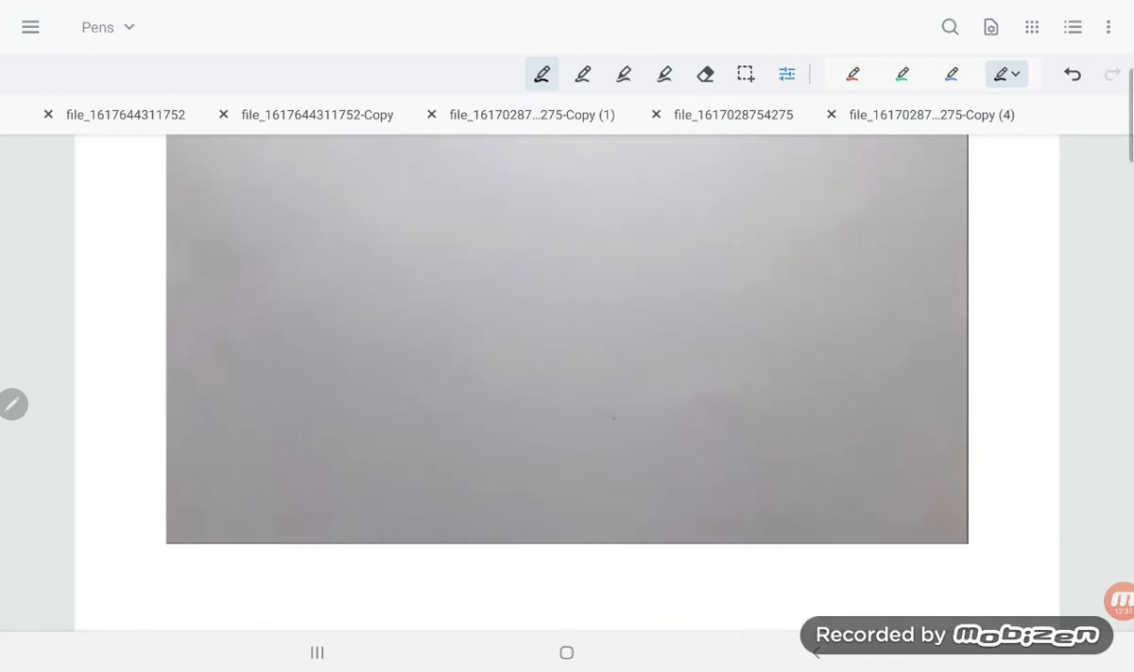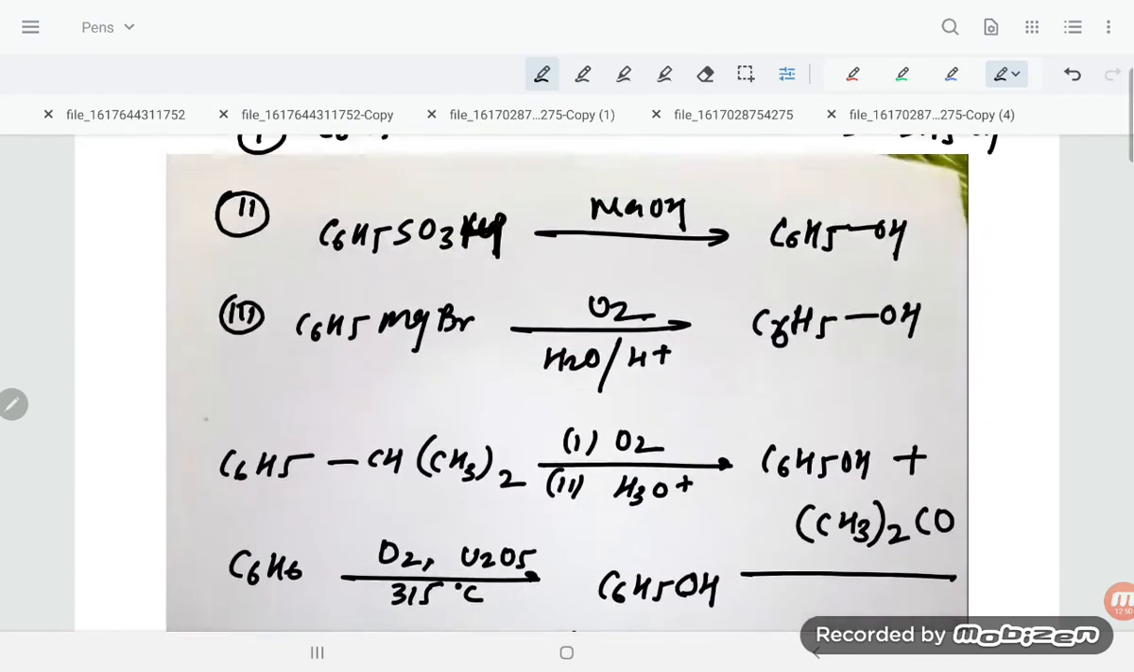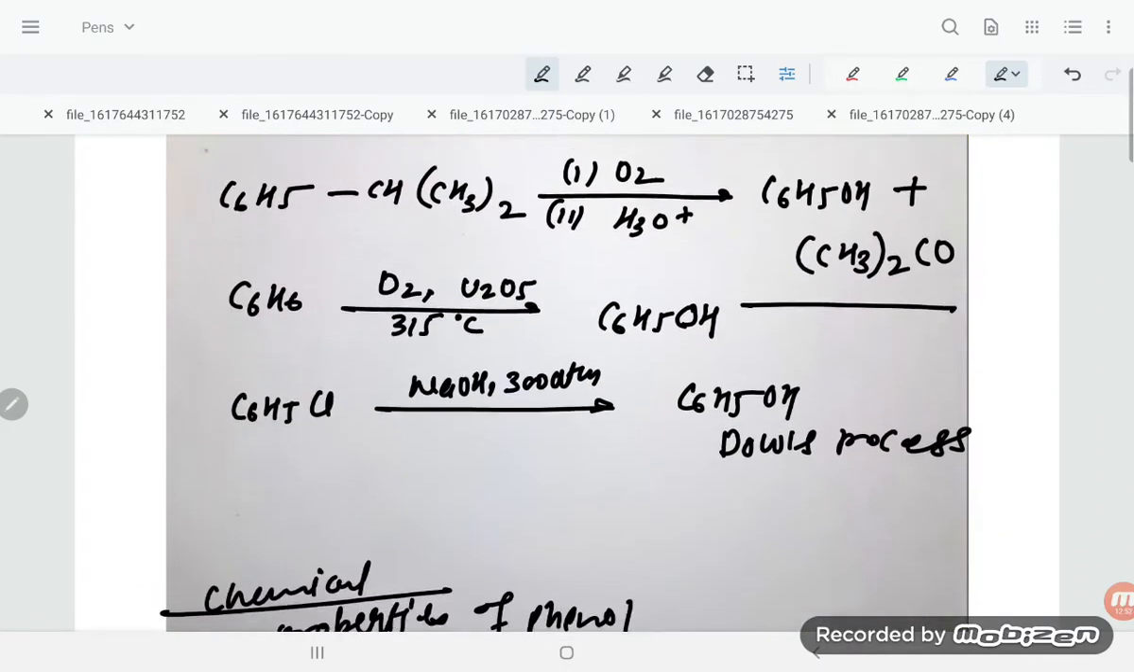Now let us move to the chemical properties of phenol. That is very important. We are going to understand the chemical properties of phenol, right, student? So what are the chemical properties?